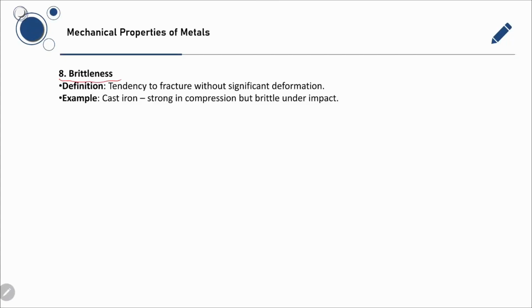The next topic is brittleness. Brittleness is the tendency of a material to fracture with little or no plastic deformation. It breaks suddenly without much warning. This is important because brittle fracture is abrupt and catastrophic. Designers must ensure parts have enough toughness, not just strength, at the expected service temperature and loading rate.